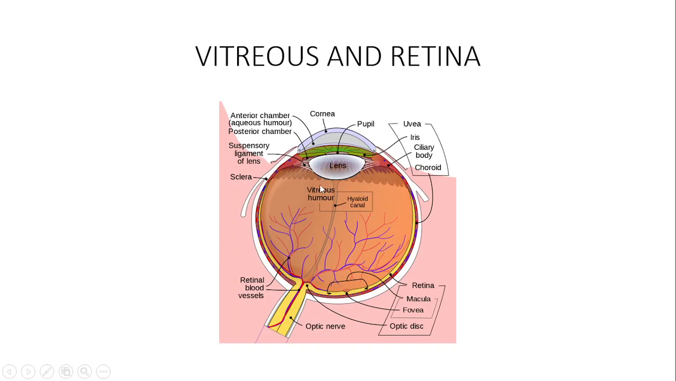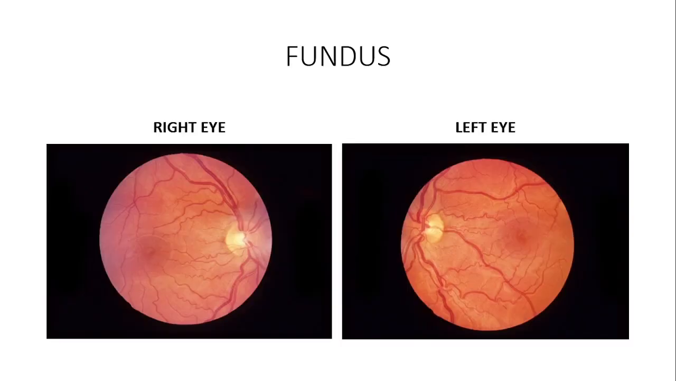So this is the vitreous. That's the vitreous, and posterior to the vitreous is the retina. That's the ciliary body for you. It is important to note that posterior to the vitreous is the retina, where the photoreceptors are found.